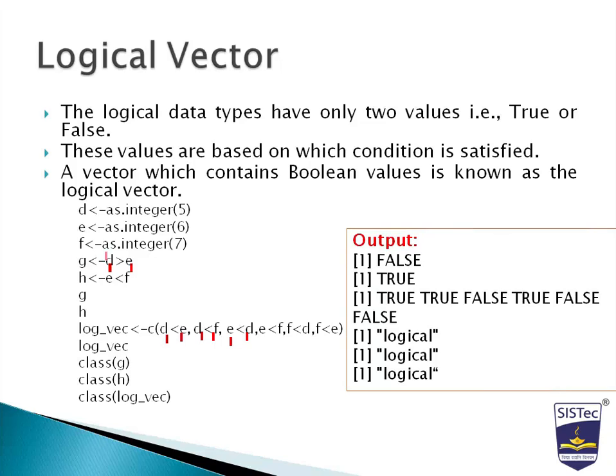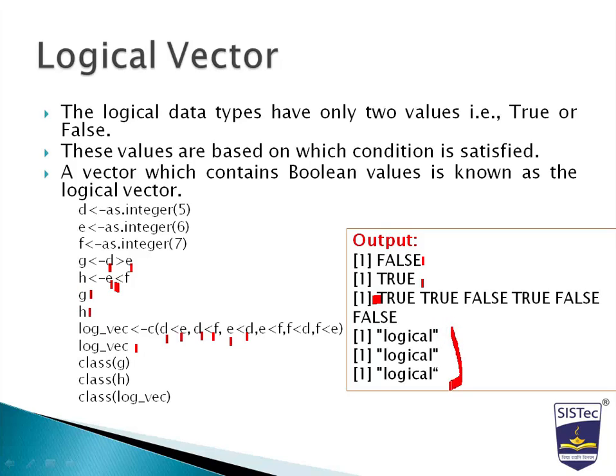So d is greater than e means 5 is greater than 6, so result is false. We have stored false in G because we display G. Similarly, for H, E is less than F, that is true, and true is stored in H, and here true is displayed. In this scenario, the set of true and false is stored in log vector, and log vector is displayed. And all these vectors g, h and log vector have the same class, they belong to logical vector class.